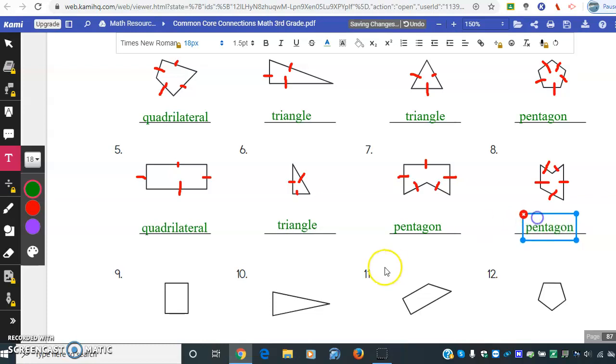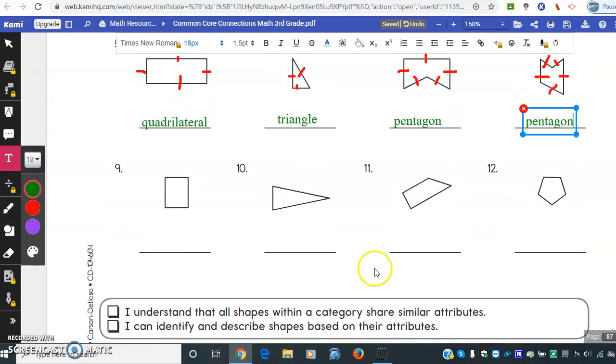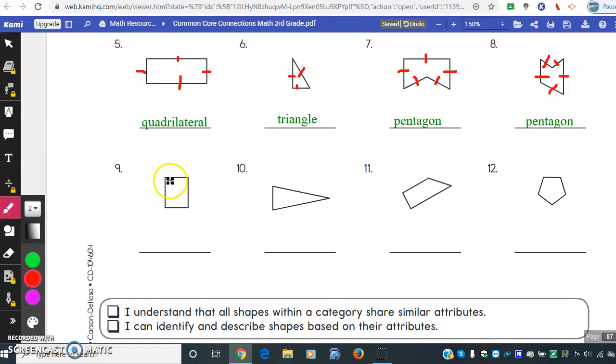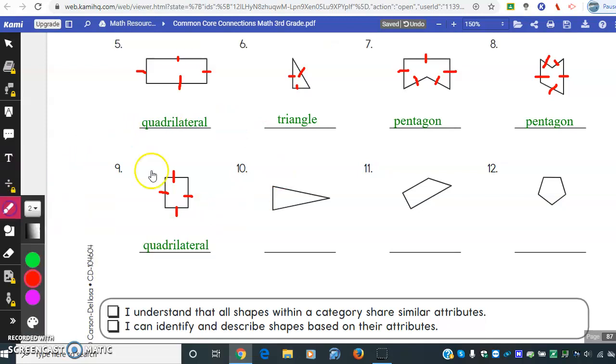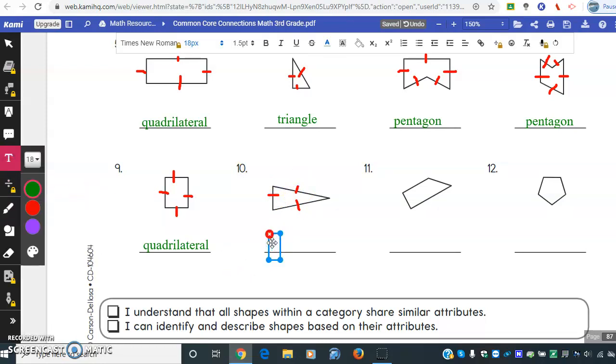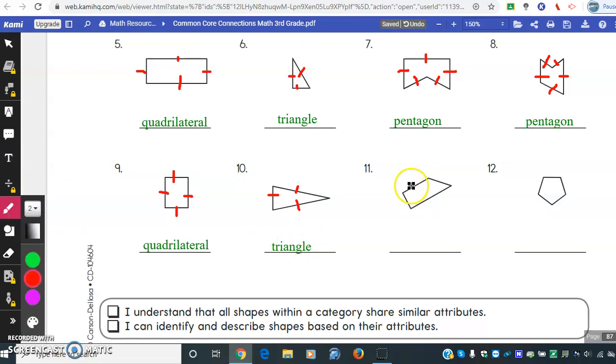On to number 9. I know this one just by looking at it. Yep, you got it. Quadrilateral. And I see that because it has 4 sides. It's also known as a rectangle. 4-sided shapes are quadrilaterals. Number 10, I recognize this one. It's a, yep, three-sided shape. That's a triangle. Number 10, done. Number 11.